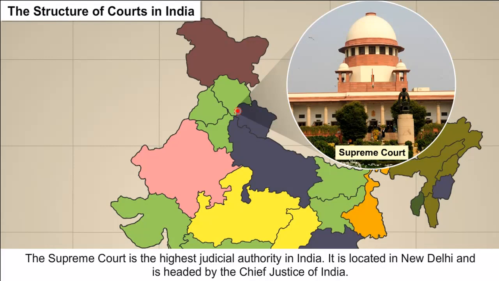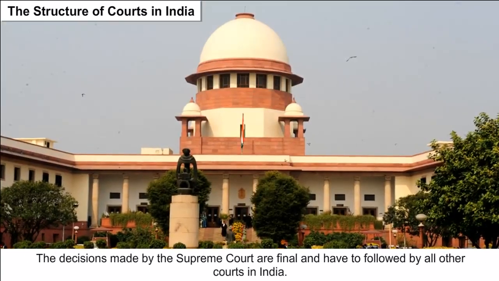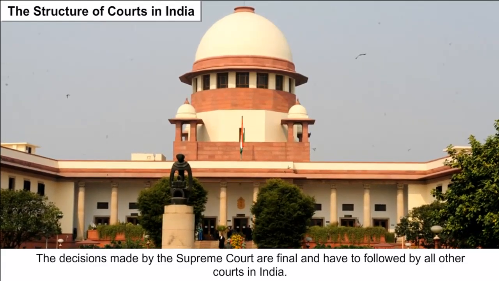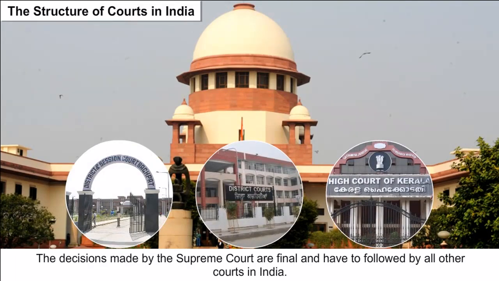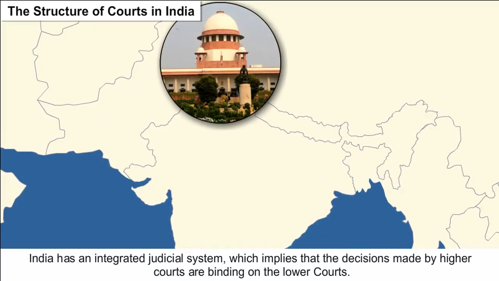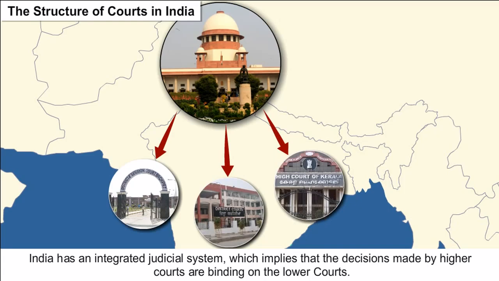It is located in New Delhi and is headed by the Chief Justice of India. The decisions made by the Supreme Court are final and have to be followed by all other courts in India. India has an integrated judicial system, which implies that the decisions made by the high courts are binding on the lower courts.